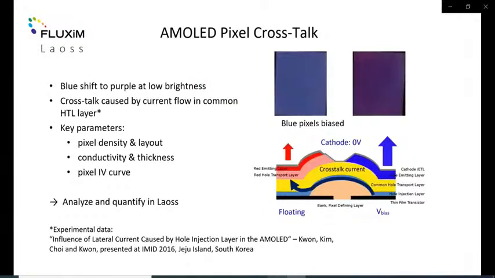The first example was inspired by experimental work by a group of LG Display company. They switched on all the blue pixels in an AMOLED display. They observed that red pixels were also lighting up, thus turning the display purple. This unintended effect is well known as pixel crosstalk and occurs in displays which share some common highly conductive layer. The whole transport layer is shown in yellow. The key parameters are the pixel density and the layout, and also material parameters such as electron doping density. We have used LAOS in order to analyze and quantify this effect.